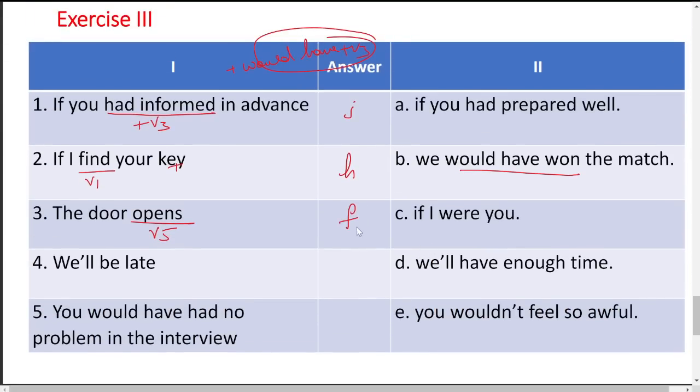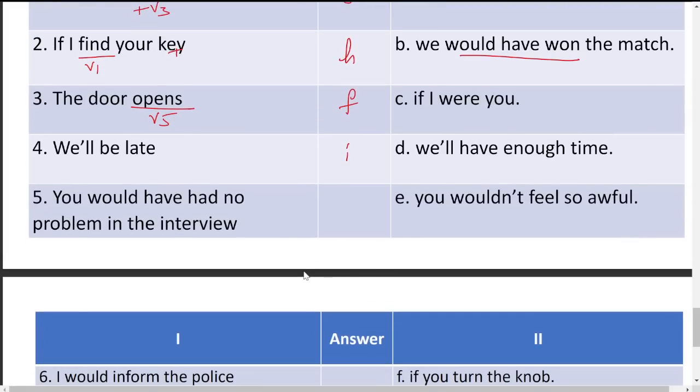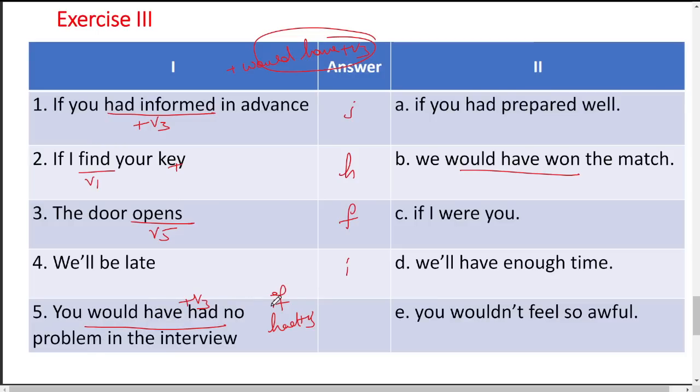So the fourth one can be connected with the I. Next, you would have had no problem in the interview. So the structure is already "would have had", that means would have plus V3. Remember, we need an if sentence with a combination of had plus V3. Where is that structure? You would have had no problem in the interview if you had prepared well.